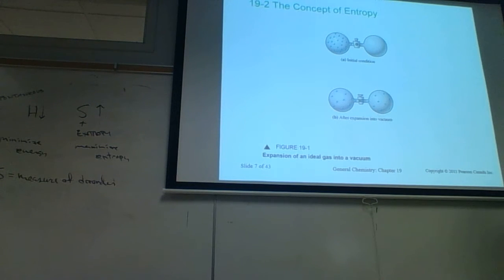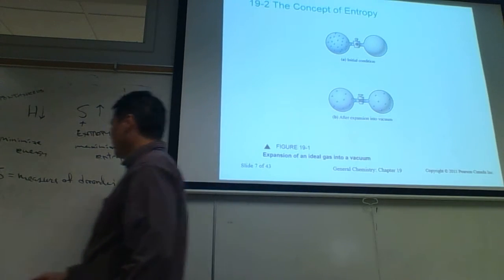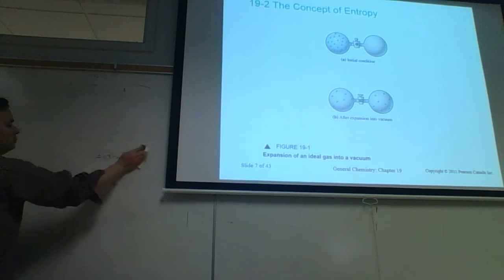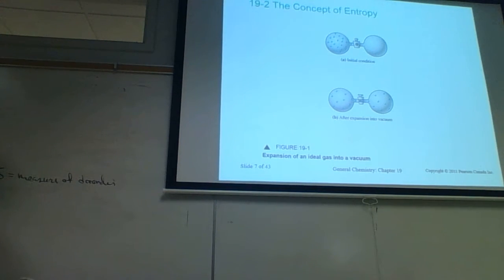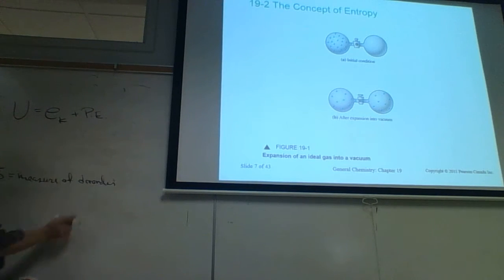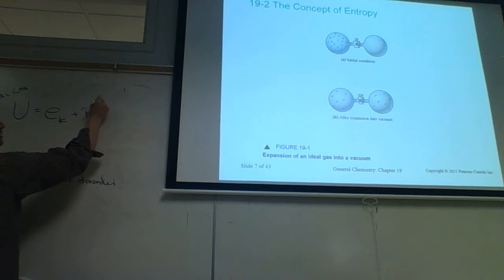Here, this is an ideal gas. If we look at the total energy of an ideal gas, the total energy is equal to the kinetic energy plus the potential energy. I'll use this symbol for potential energy. For an ideal gas, the potential energy is 0.